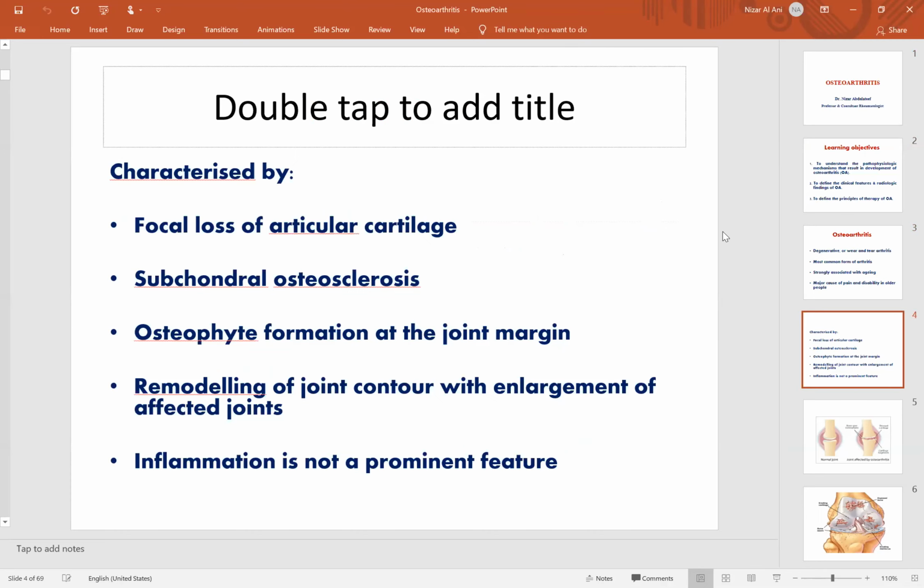characterized by the following. First, focal loss of articular cartilage. Second, development of subchondral osteosclerosis with osteophyte formation at the margin of the joints. Also, it's associated with remodeling of the joint contour with enlargement of affected joints. Inflammation in this condition is not a prominent feature.